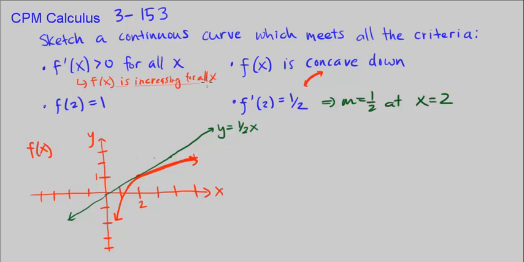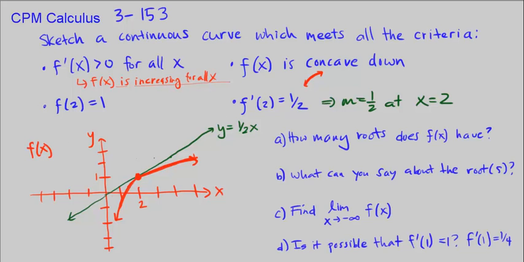That means it's increasing for all x, yes. In red it's increasing. Concave down, yes, the red graph f of x is concave down. f of 2 is equal to 1, yes, this point right here at x is 2, y is 1. And f prime of 2 is equal to 1/2. So the slope at this point looks like the green line, and it does. So let's go ahead and answer these questions.